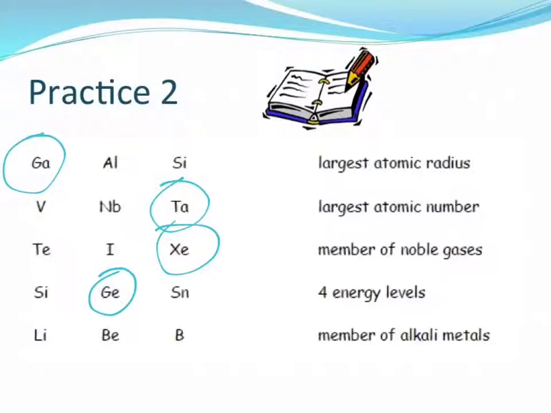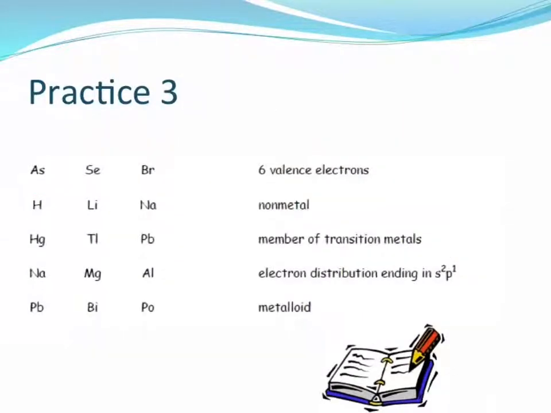Member of alkali metals, Li, Be, or B. So 3, 4, or 5. K, choose somebody. Tyler. Lithium. Any questions over that? All right. Last bit. 6 valence electrons. We're looking at 33, 34, 35. Tyler, choose somebody.